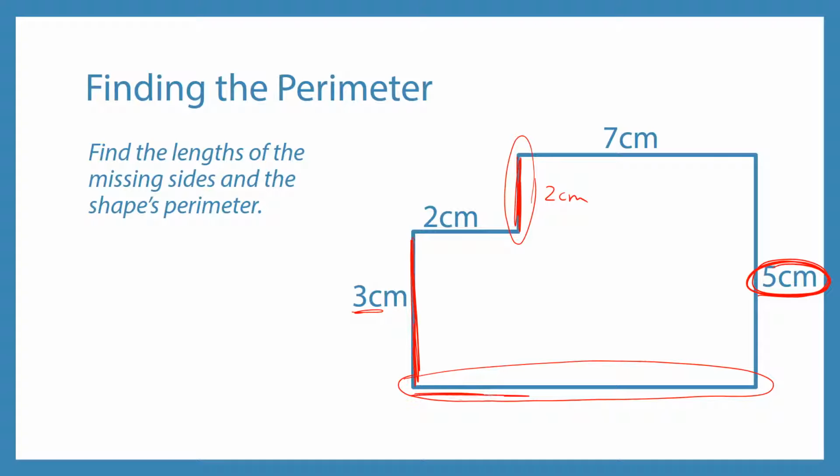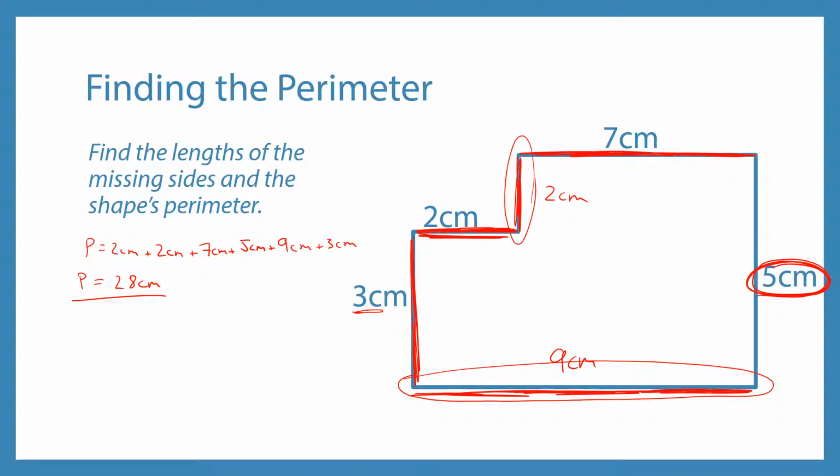We can do a similar thing along the bottom one. There's no numbers here, but we know this one here is 2, and this one's 7. So the bottom one, if you look at it, is the same length as those two added together. So we can say the bottom is 9 centimeters. Now we just add them all up together. We're going to get perimeter is equal to 2 centimeters plus 2 plus 7 plus 5 plus 9 plus 3. And that is going to equal 28 centimeters. So the perimeter of this shape is 28 centimeters.